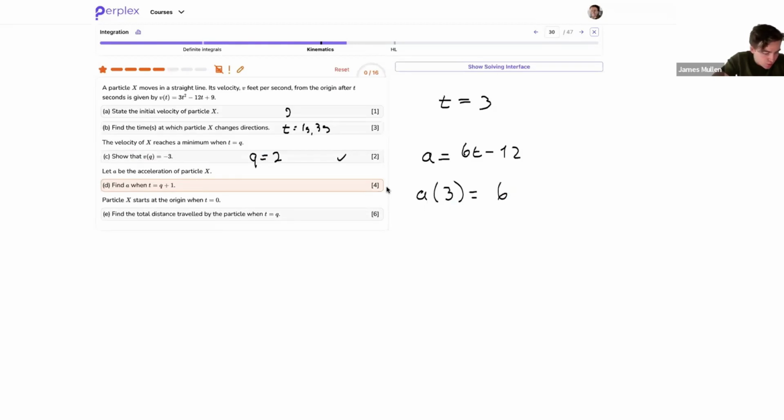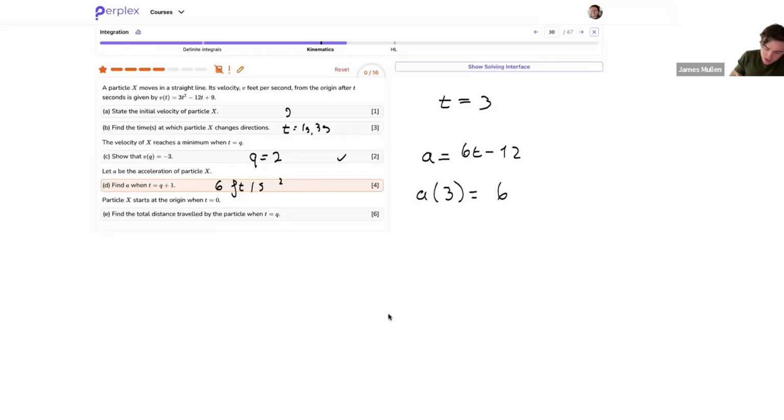All right, that's not too bad. Acceleration is going to be 6. And let's put our units, 6 feet per second squared. Okay. And the reason it's per second squared is because velocity is feet per second. And I differentiate again with respect to time, and then I get another divided by second, which is feet per second squared.